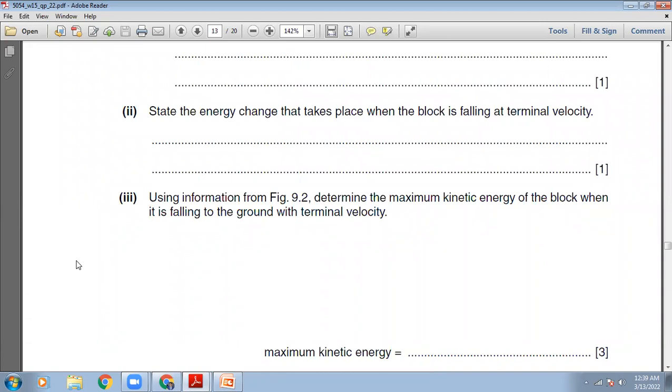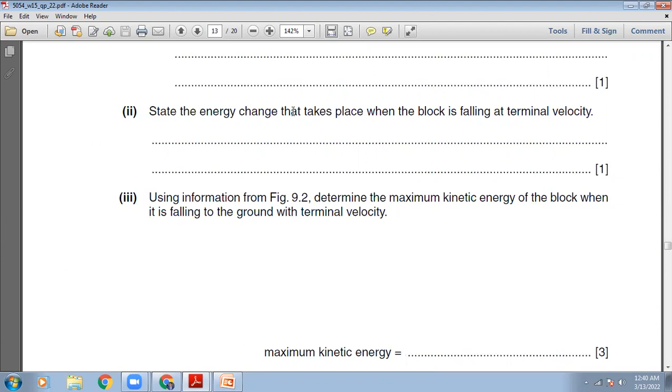It says state the energy changes that take place when the block is falling at the terminal velocity. Remember, whenever an object is falling at a constant speed, we never use the word kinetic energy. So when the block is falling at the terminal velocity, its gravitational potential energy will be converting into thermal energy. We will not use the word kinetic energy because the ice is falling at a constant speed. So the gravitational potential energy is converting into the thermal energy or the heat energy.